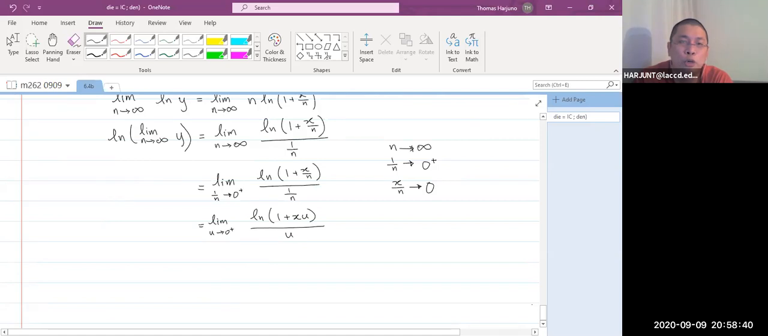Now don't plug in u equals 0 right away. No, I need to play a little bit further. I will multiply the top and the bottom by x. What is your purpose, Thomas? My purpose is, when I get the limit as u goes to 0 positive of ln, I get x ln of 1 plus xu over xu.